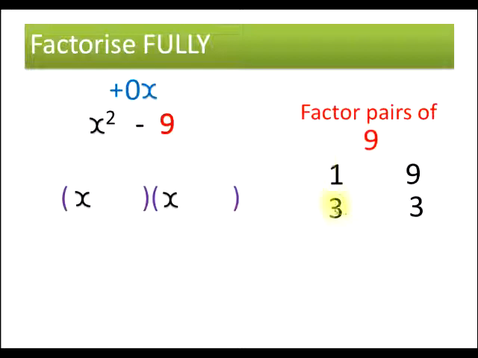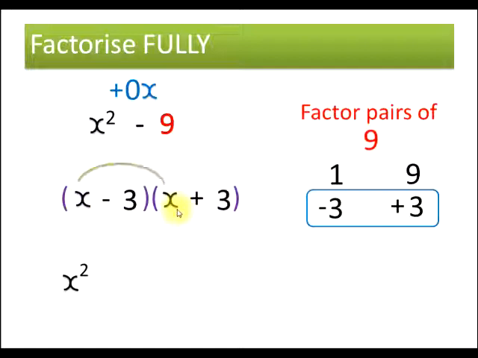So, which of these numbers here can I make 0 from? Well, it's obviously this one. But how do I make 0 out of a 3 and a 3? Well, if one's a positive, and I take away 3, I will end up with nothing. So it doesn't matter which way round these go, but when you expand it, it will give you 3x take away 3x, which will be no x's, but we don't bother writing it. And our last bit would give us our minus 9.